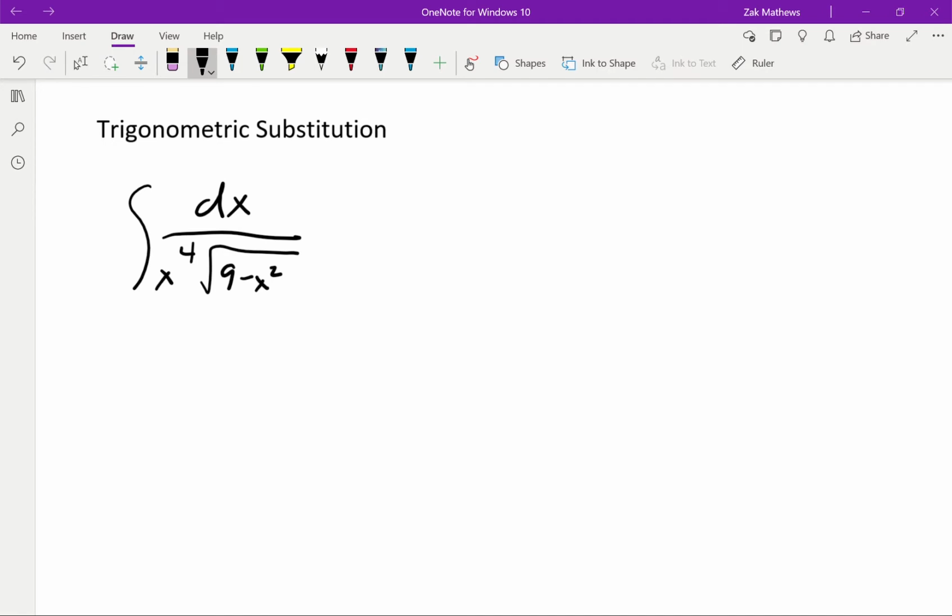Well, maybe we think some sort of u-substitution. We see an inner function here, but that's not going to simplify with the outside. Partial fractions, well, two different factors, but they're not going to really break up very nicely. We just have a 1 already in the numerator, so we can't simplify that numerator anymore.